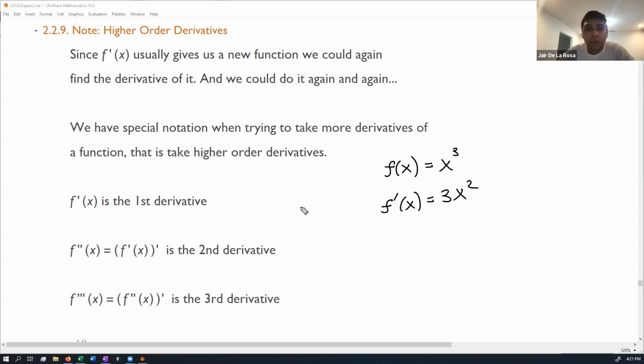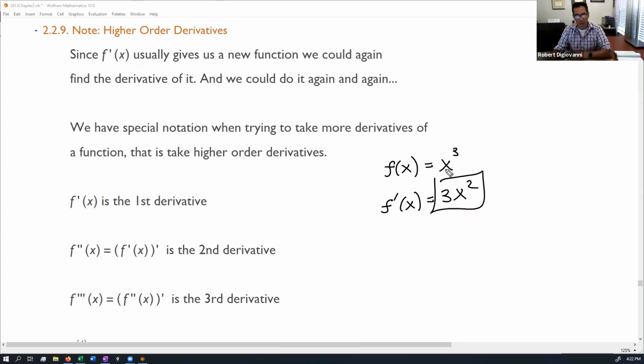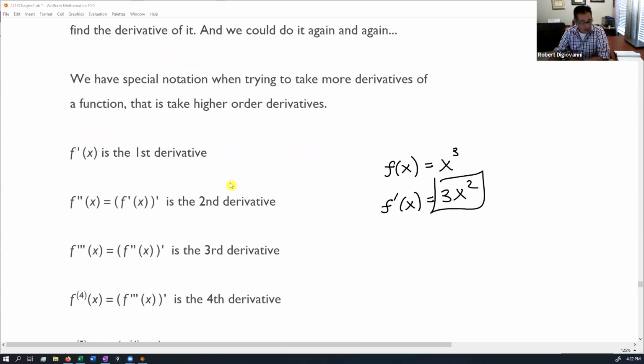Which would mean finding the limit of that, right? This time it'd be another limit of this one. Now you do a new limit with that one. So because we can do it, we have to have a notation for it.